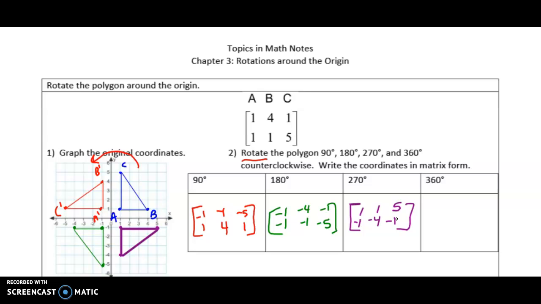Okay, and finally, if we wanted to rotate the blue triangle ABC 360 degrees, that's just going to get us back to the original. So if we wanted to put a line over the original triangle, if it says rotate it 360 degrees, that's just going to be the same image.